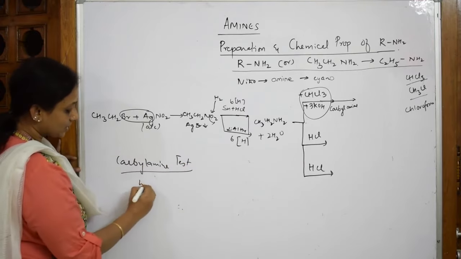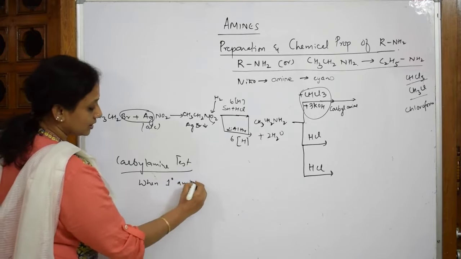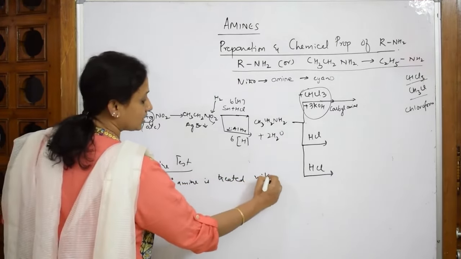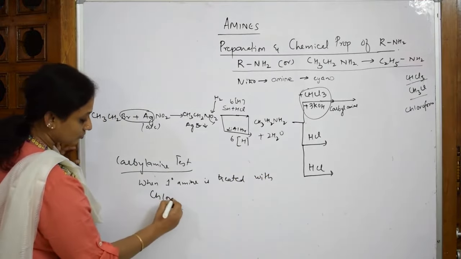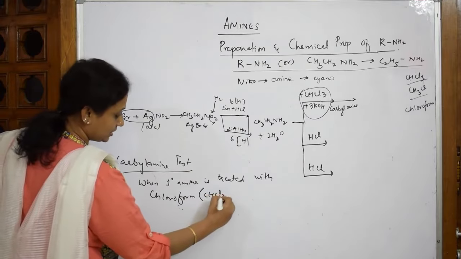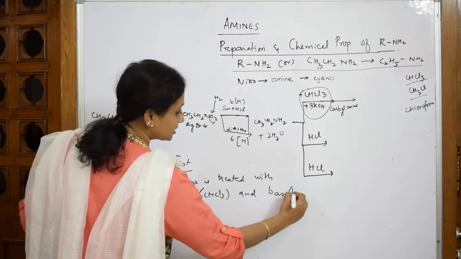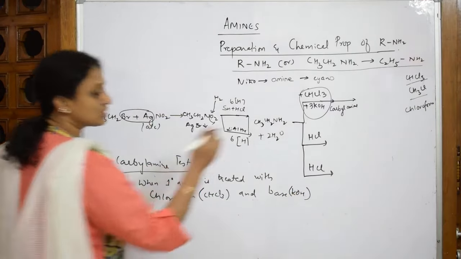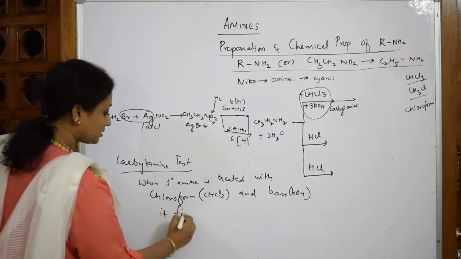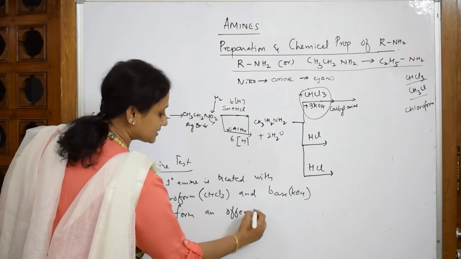Now, what is happening? When a primary amine is treated with chloroform, CHCl3, and a base, here we are going to take KOH, 3 moles, it forms an offensive smelling compound.